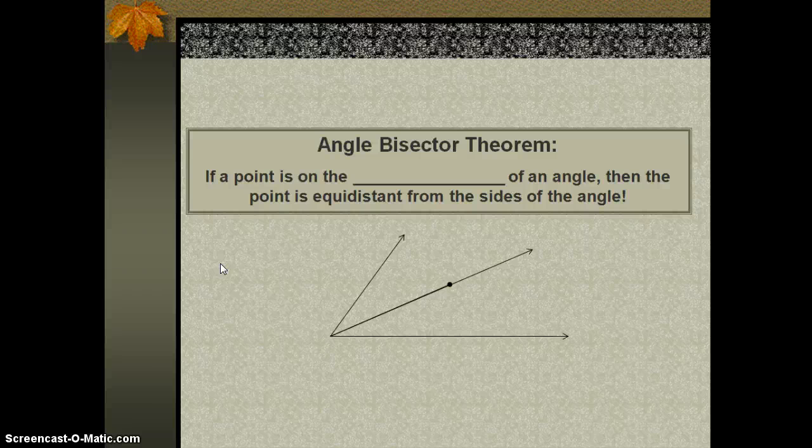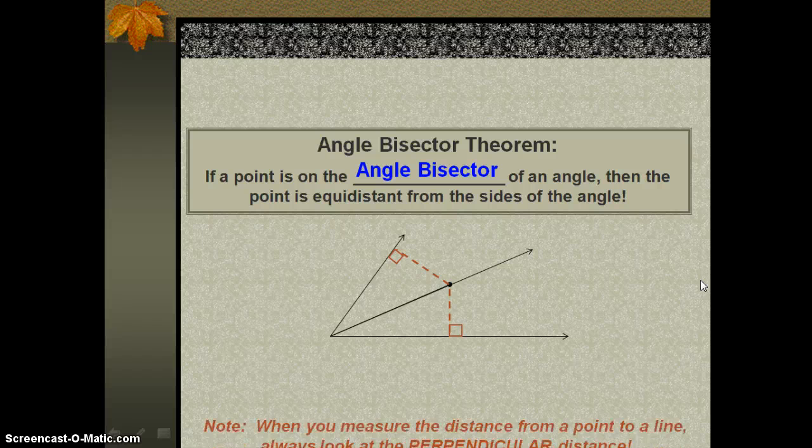Alright, next theorem is the angle bisector theorem. If a point is on the angle bisector of an angle, then the point is equidistant from the sides of the angle. So here I have an angle, and this is going to be my angle bisector. Here's a point on the angle bisector. That means this point is going to be equidistant from both of the sides. So these two lines that I drew in are going to be the same distance.